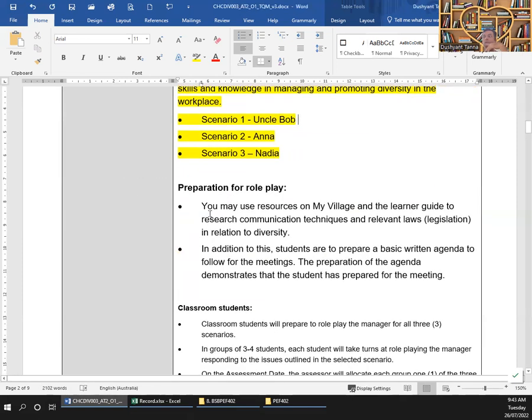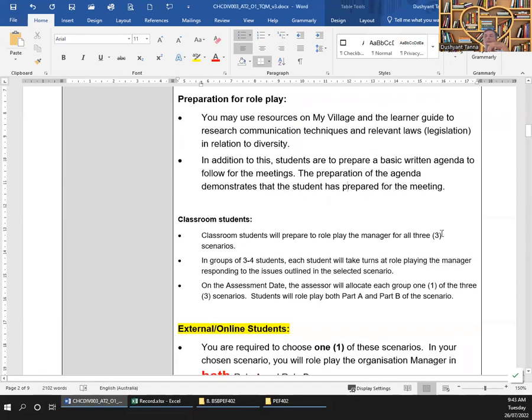You may use resources available on My Village and the learner's guide, or any other technique. You need to be familiar with any relevant legislation in relation to diversity. That is your task 1, whatever we prepared: all the PPT, the learner's guide, whatever was shared with you. In addition to this, students are to prepare a basic written agenda to follow for the meeting. The preparation of the agenda demonstrates the student has prepared for the meeting.